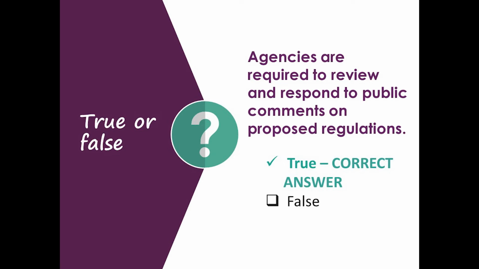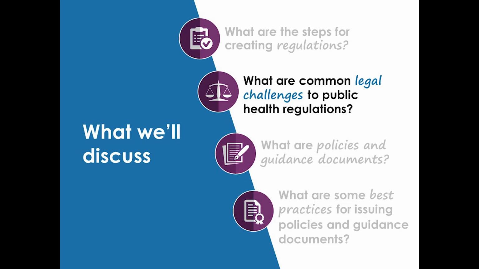Note that if members of the public ultimately feel the agency has ignored pertinent evidence in public comments, they can challenge the final regulation in court. Which brings us to our next topic. What are some common legal challenges to public health regulations? Once a regulation becomes final, an affected party can challenge it in court to prevent it from taking effect.